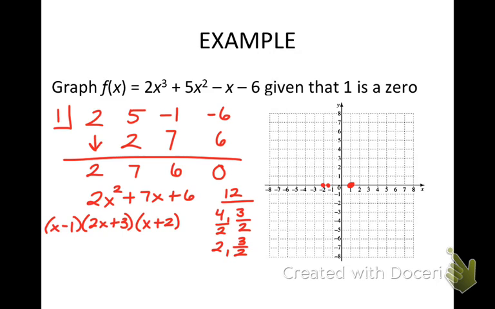Degree is odd or even. Odd. Leading coefficient, positive or negative? Positive. So what's happening on the left side? It's going to be falling down, right? What's going to be happening on the right side? It's going to be going up. So I'm just going to make a little arrow going like that and a little arrow going like that, just to remind me that that's what the left and right behavior should look like. But now I got to figure out what's happening in here.